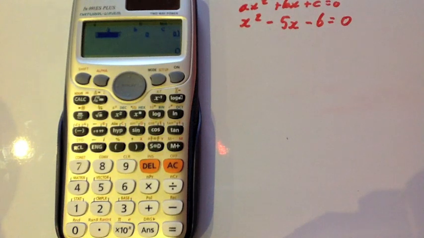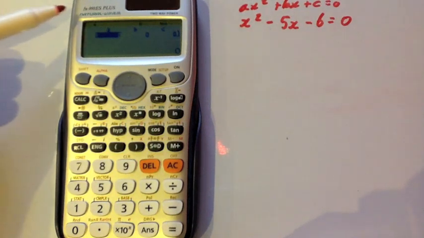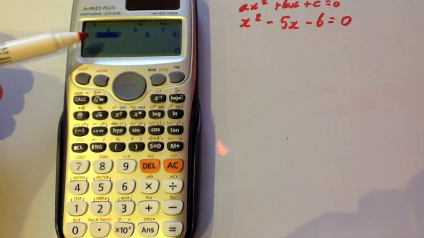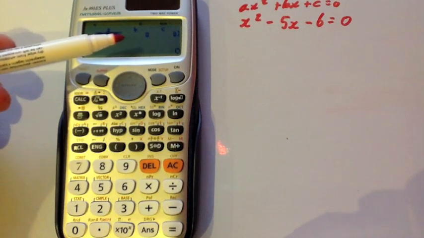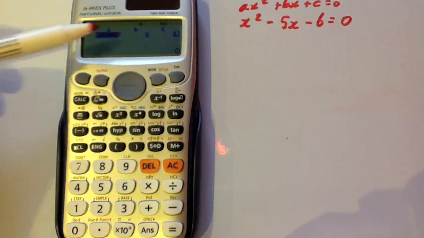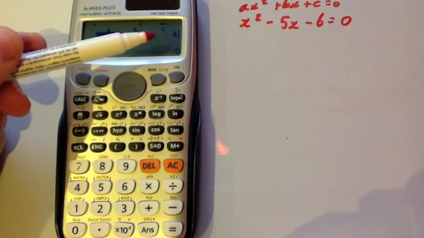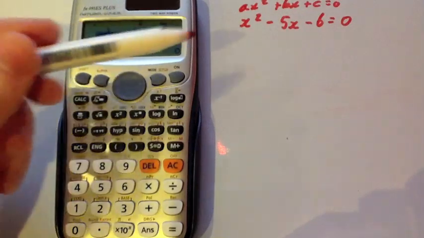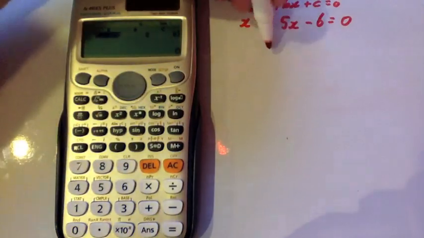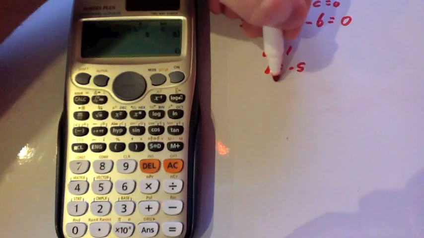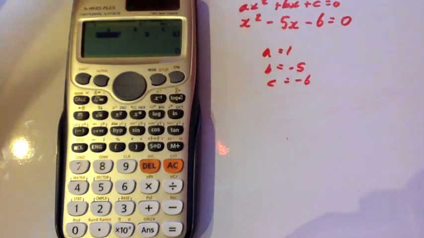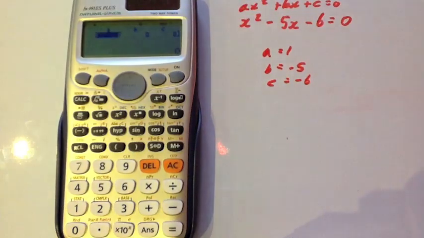Now obviously if you've used the quadratic formula before, you'll know that a stands for the number in front of the x squared, or the coefficient of x squared. You'll know that the b stands for the coefficient of x, or the number in front of x, and c equals the constant on the end. So in this case we know that a is equal to 1, b is equal to -5, and c is equal to -6. So that's what our a, b and c are equal to.